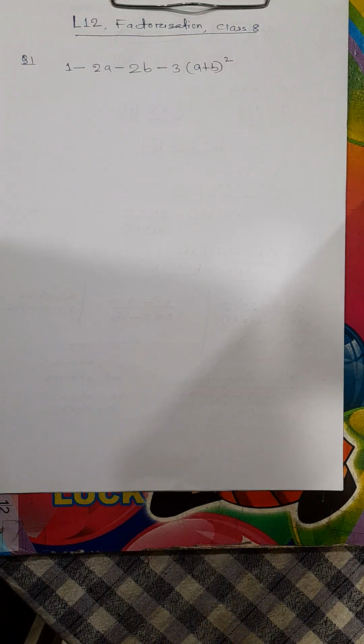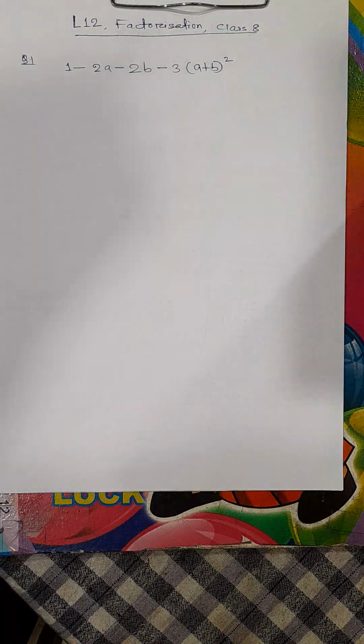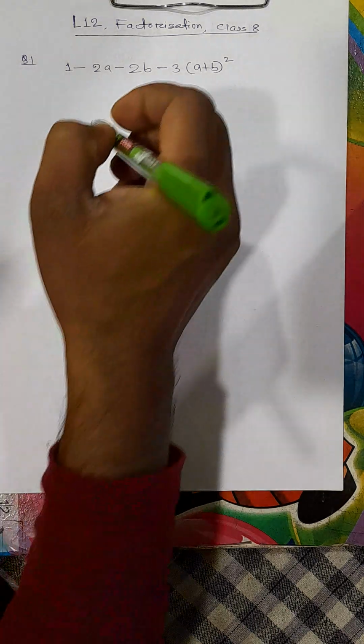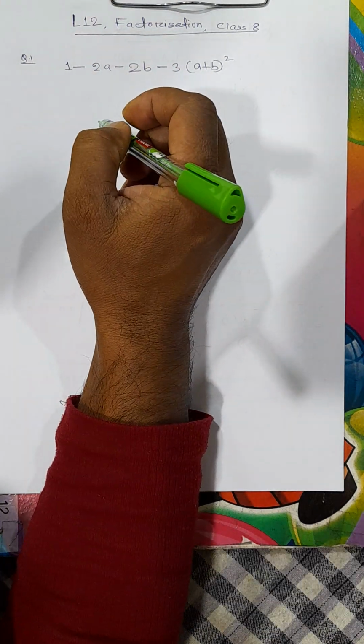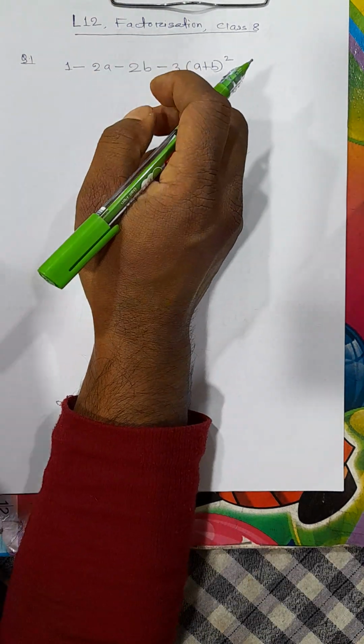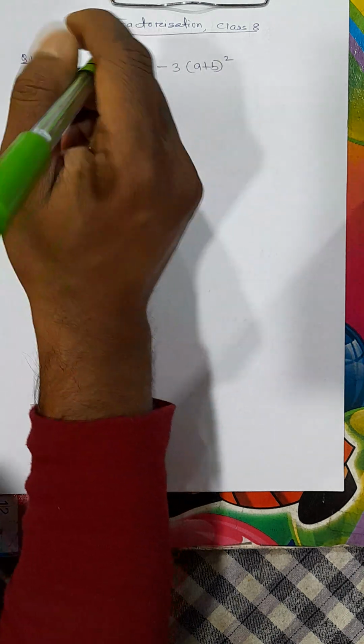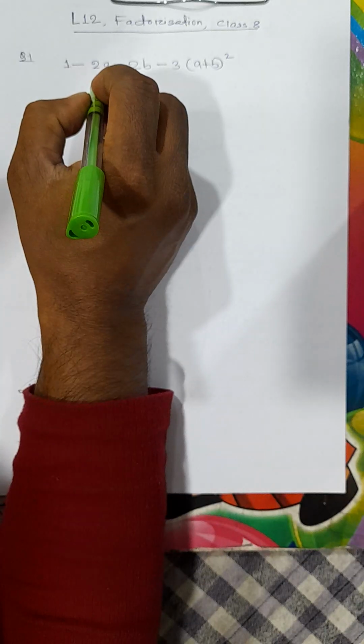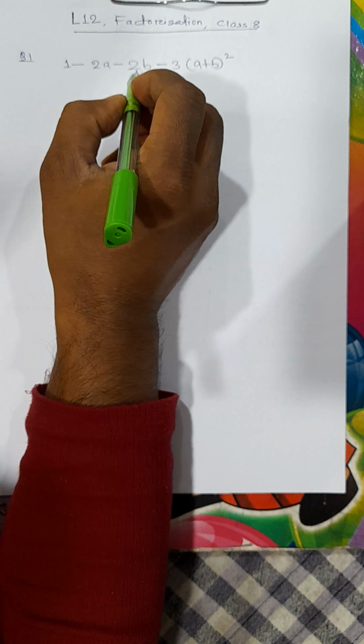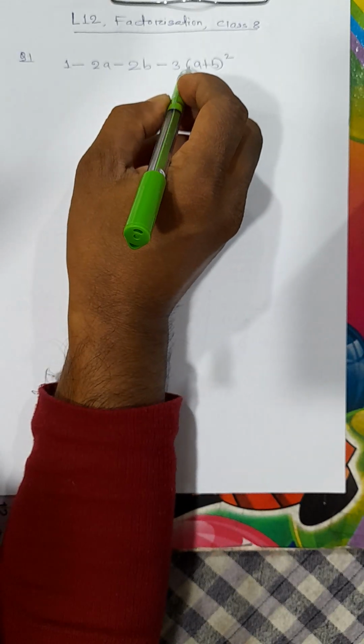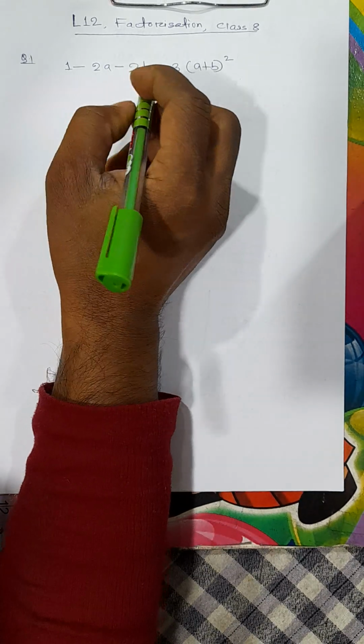Here again we will discuss some more examples of factorization. This we are discussing from CBSE class 8 curriculum lesson 12. So let us do first one example. Factorize 1 minus twice a minus twice b minus 3 times (a plus b) whole square.